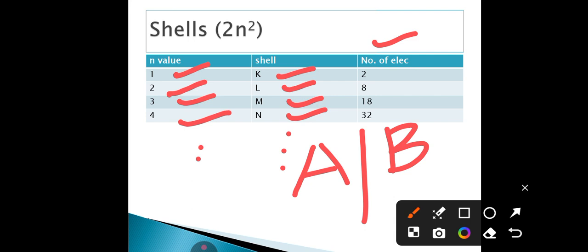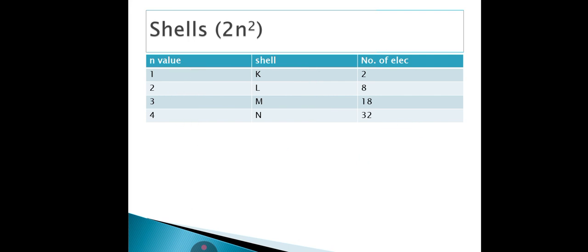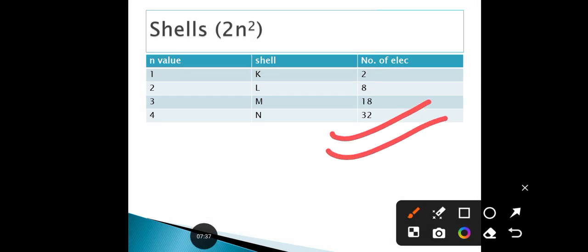Okay, because here we're talking about stability. Whenever we talk about stability, nature has its own way of stabilizing. When I say nature, it also refers to atoms. Atoms also have their own way of stabilizing themselves. So this stability is the maximum number of electrons accommodated in every shell.